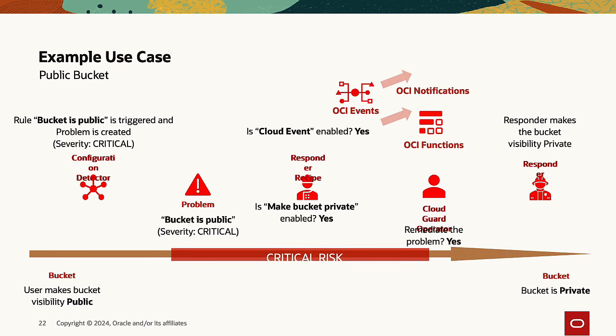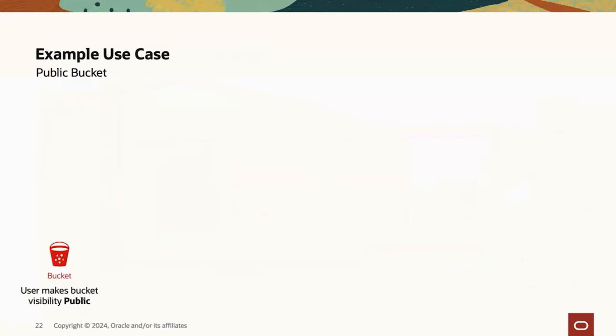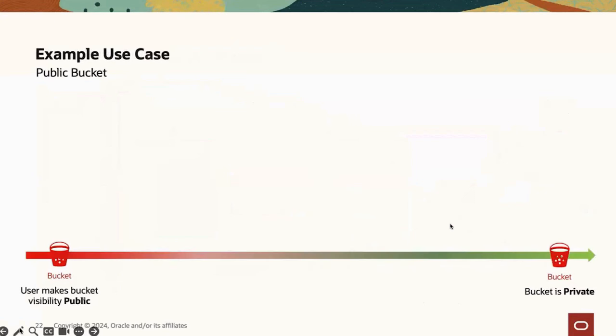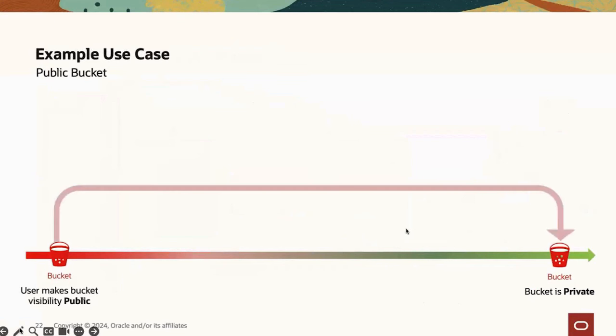So let's take a look at a use case. In this scenario, we have an administrator that either created a new bucket with visibility set to public, or maybe modified an existing bucket and set the visibility to public. This is considered a security vulnerability, and the goal is to set the visibility to private. So here's the flow. The administrator changes the bucket visibility to public or creates a new bucket with the same visibility. Now we're going to see what CloudGuard is actually doing. The end goal is to make the bucket private, because this is considered a security vulnerability.